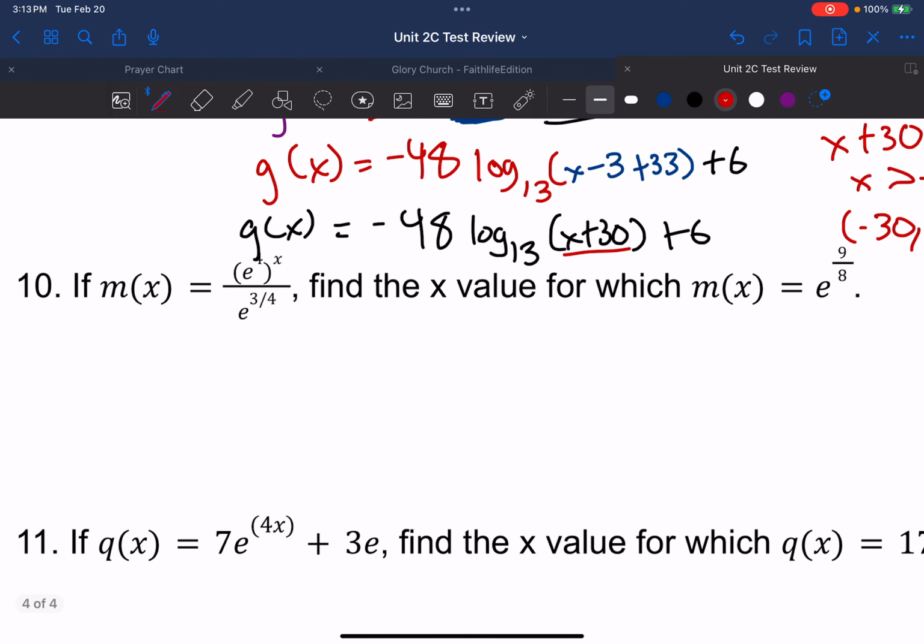2 more. I've got, if m of x equals e to the 4x over 3 to the 4th, find the x value for which m of x equals 9 over 8.